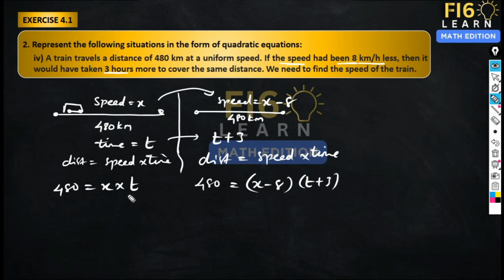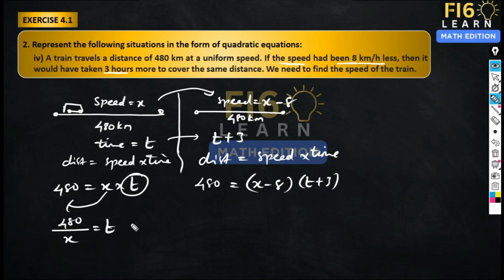Because we can relate these two equations by substituting one equation in the other, to do that, I am going to find the value of t in this part. Okay, so I am taking the x to the left side. Here the x is in multiplication. If it goes to this side, it will become division. So 480 by x is equal to t.